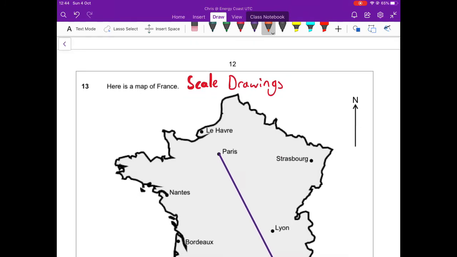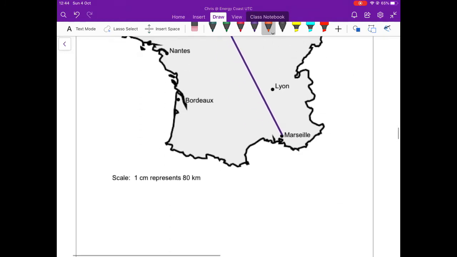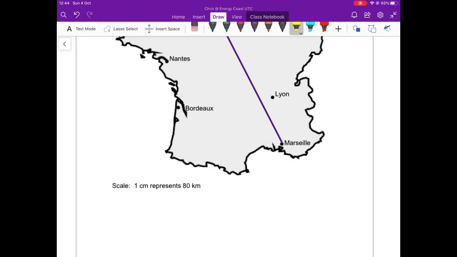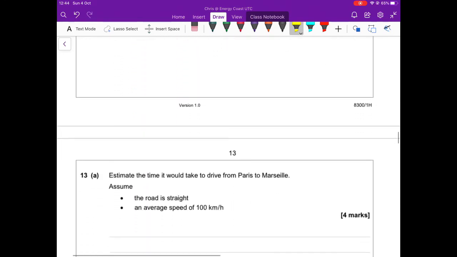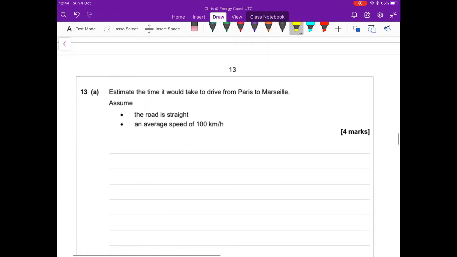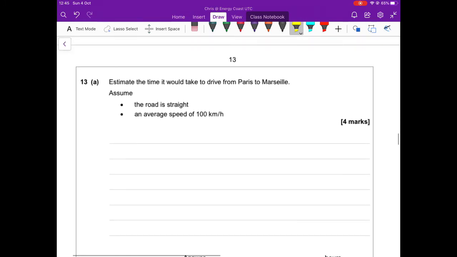Question 13. Here's a map of France. Let's do scale drawings. All I need is a key, really. 1 centimetre is worth 80 kilometres. Estimate the time it takes to drive to Paris. The road is straight, with an average speed of that.